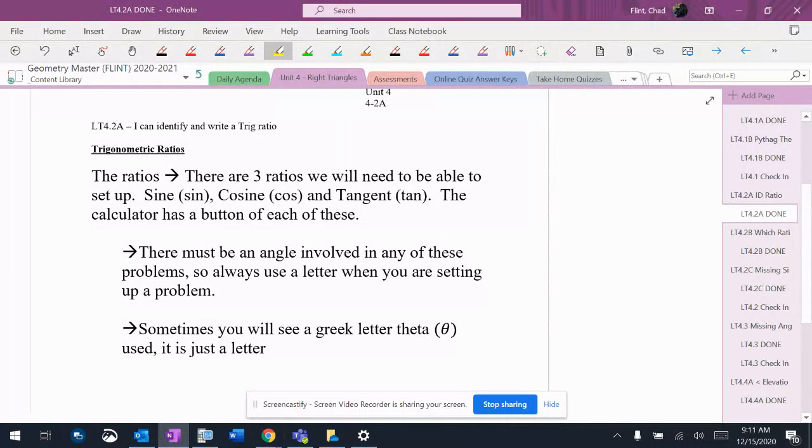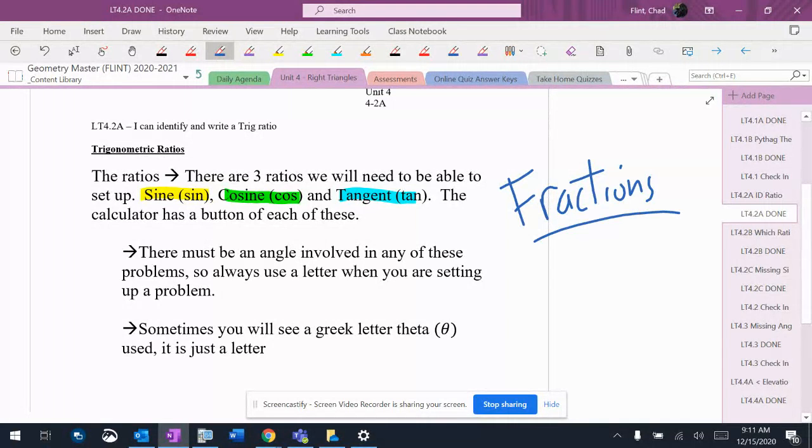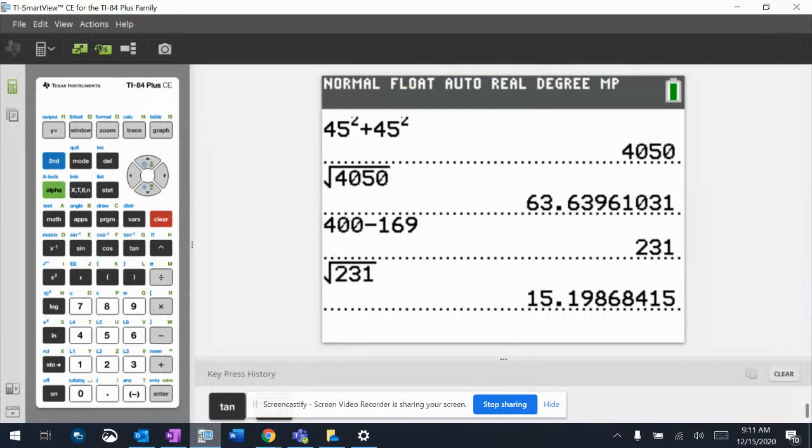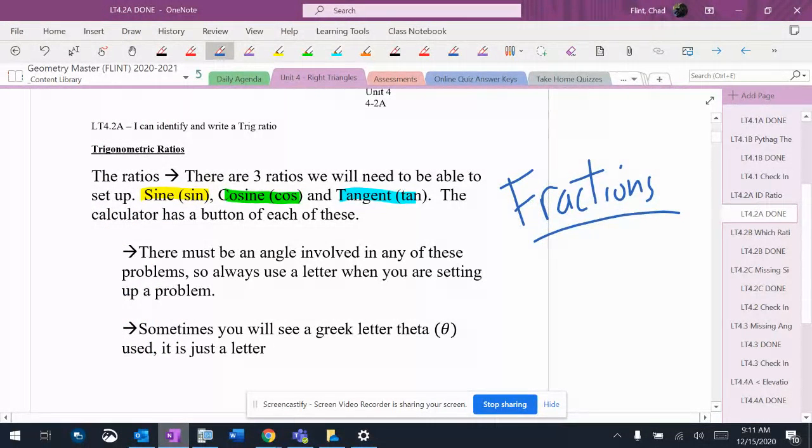There are three things we're going to have to do: sine, cosine, tangent. All right, now there's our ratios, which means these are just fractions. So this will look much more difficult than it is when you actually do it. If you bring the calculator up for a second, there's three buttons right about in the middle: sine, cosine, tangent. Those are the buttons that we're going to use to do this type of problem in the calculator.